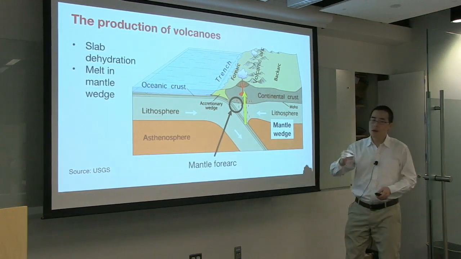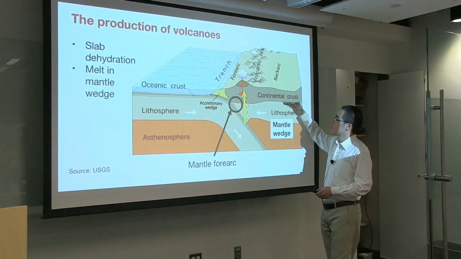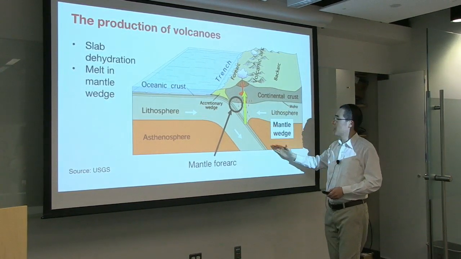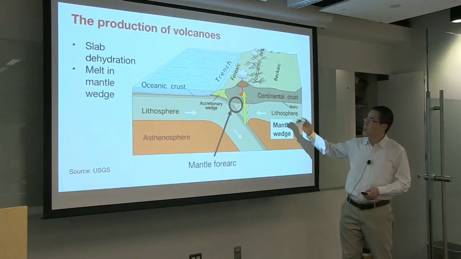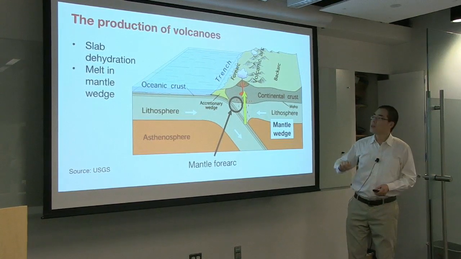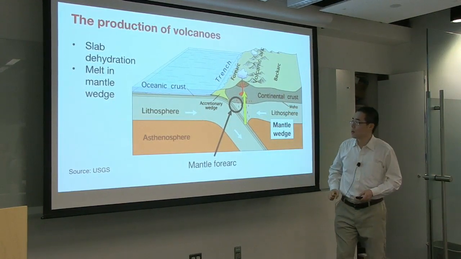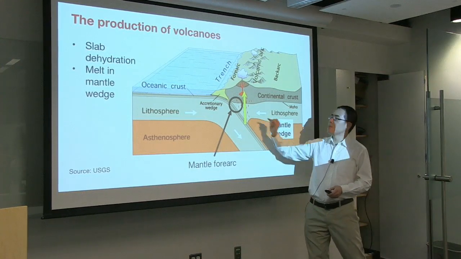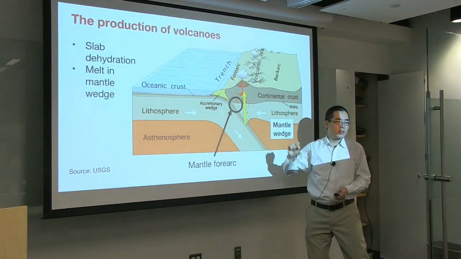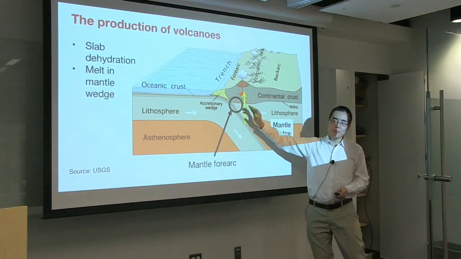There are a few very interesting regions I want to mention here. One is this wedge-shaped region called the mantle wedge. The mantle wedge plays a very important role in the dynamics of the subduction zone, the volcanoes, and the earthquakes as well. At the very tip of the mantle wedge, we call it the mantle forearc. And this is a very special part.